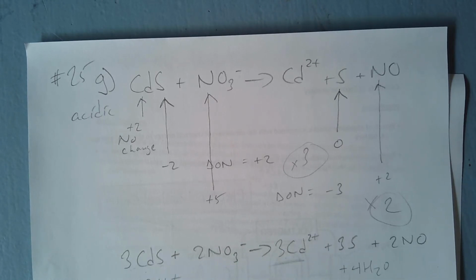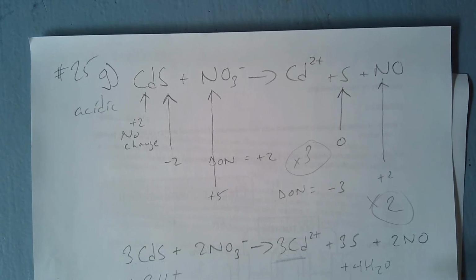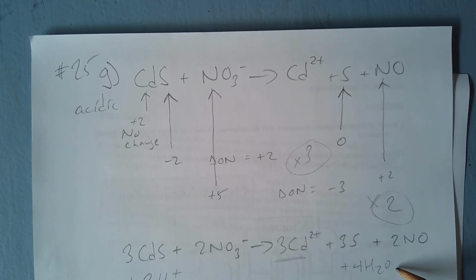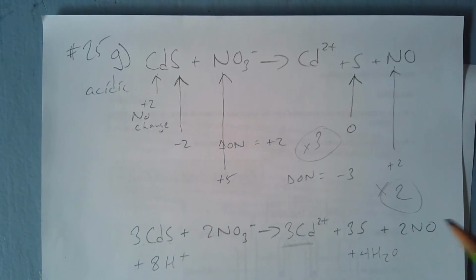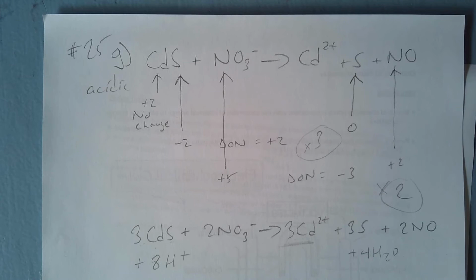This is acidic, so we add 4 waters here to balance out the 6 oxygens, so 2 and 4 is 6. Then you've got 8 hydrogens, so we put 8 H+ on the left. And then that is balanced.